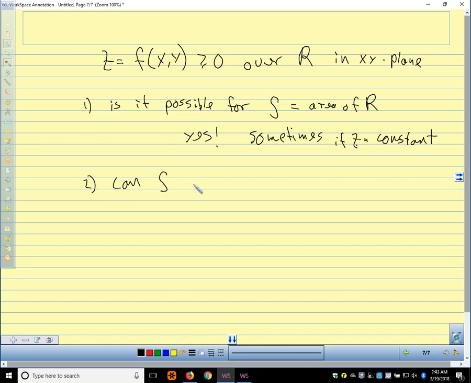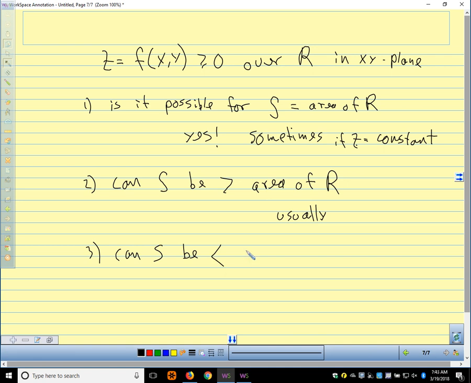Can S be greater than the area of R? Yeah, mostly, right? Sometimes. Mostly, because the question is always, sometimes, never. So usually, because it could be less.